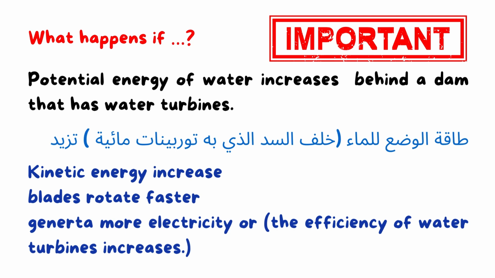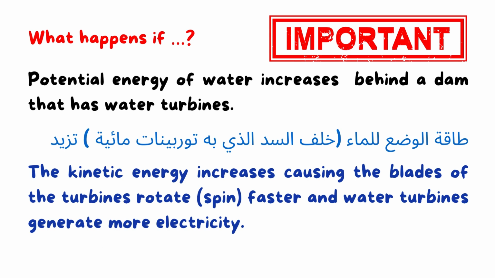Yes, let us write this answer. Okay, the answer will be the kinetic energy increases, causing the blades of the turbine to rotate or spin faster. Okay, and water turbines generate more electricity. Okay, so when the potential energy of water increases behind the dam, what happens? The kinetic energy increases, causing the blades of turbines to rotate faster, and the water turbines generate more electricity.